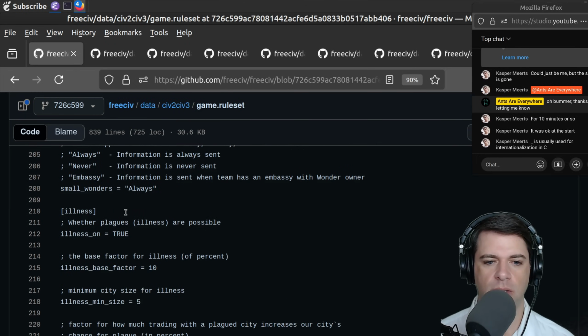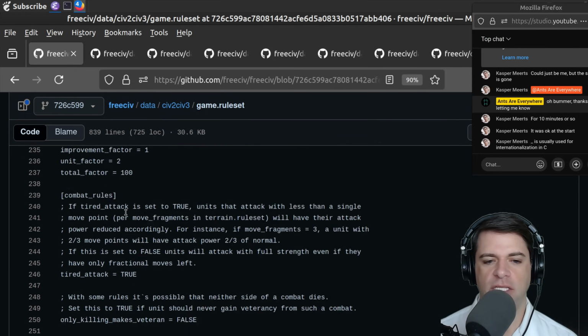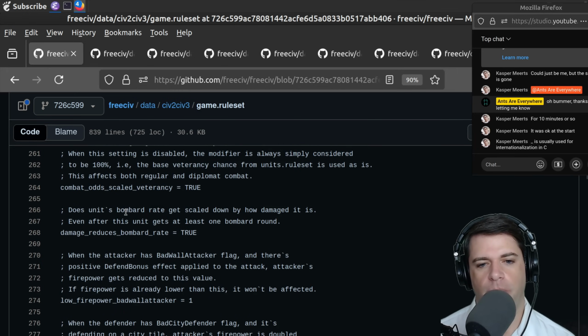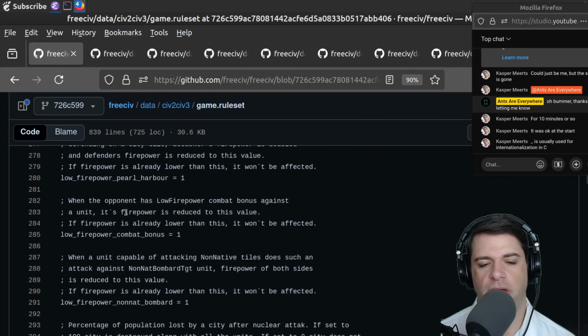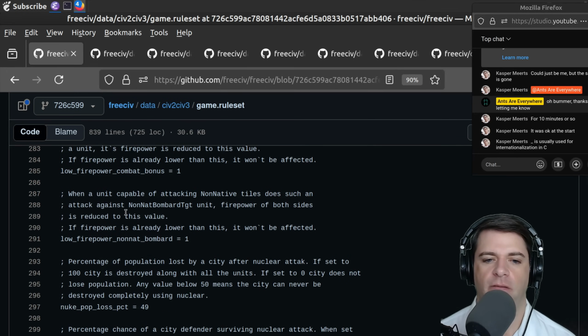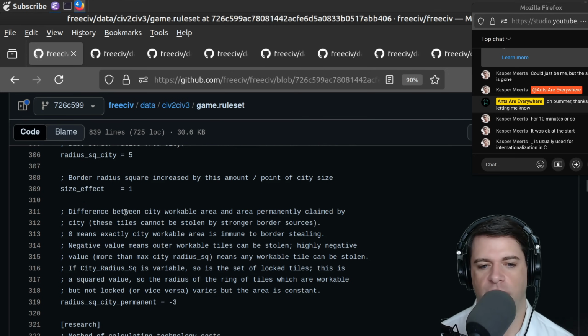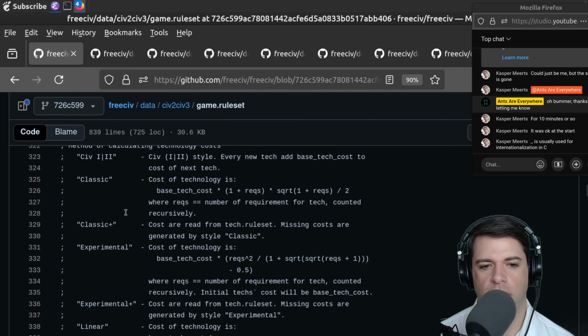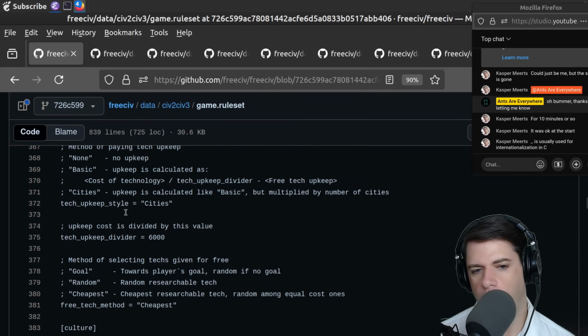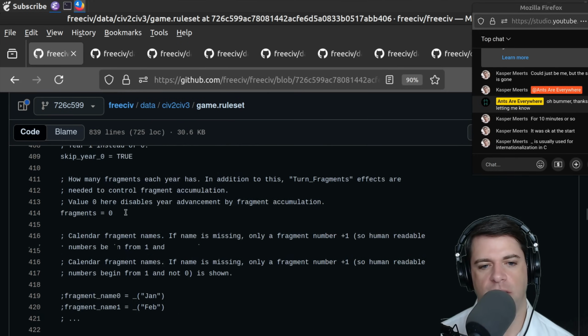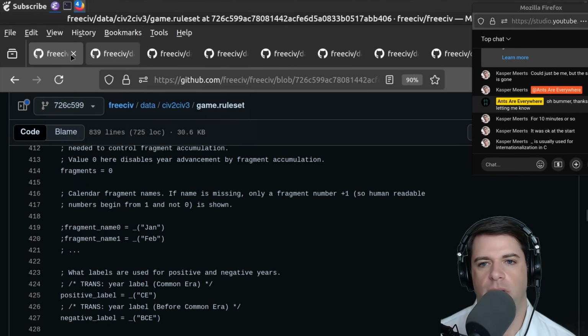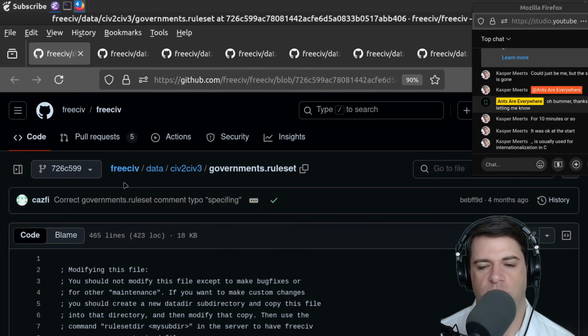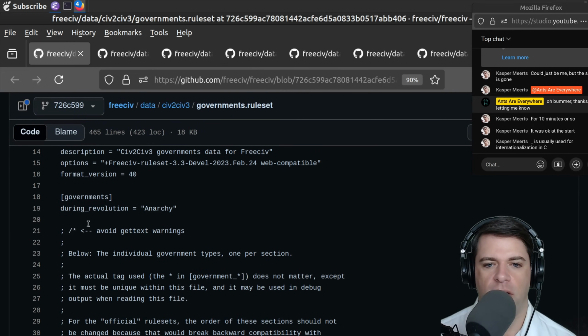And so on. So there's lots here. This is pretty interesting. These are just variables that are set, and they're going to be read during the game logic. You would maybe nowadays do this in something like JSON. So I'm going to move past the game rule set. Look at the government's rule set.